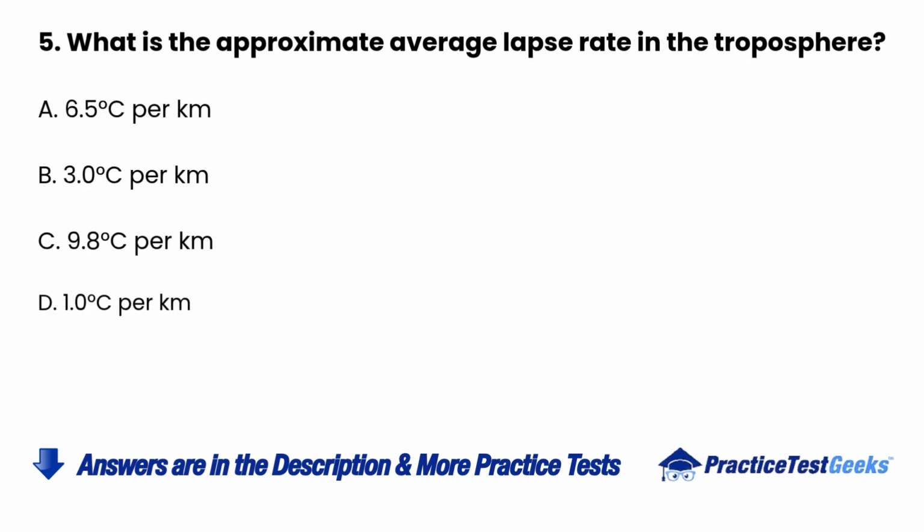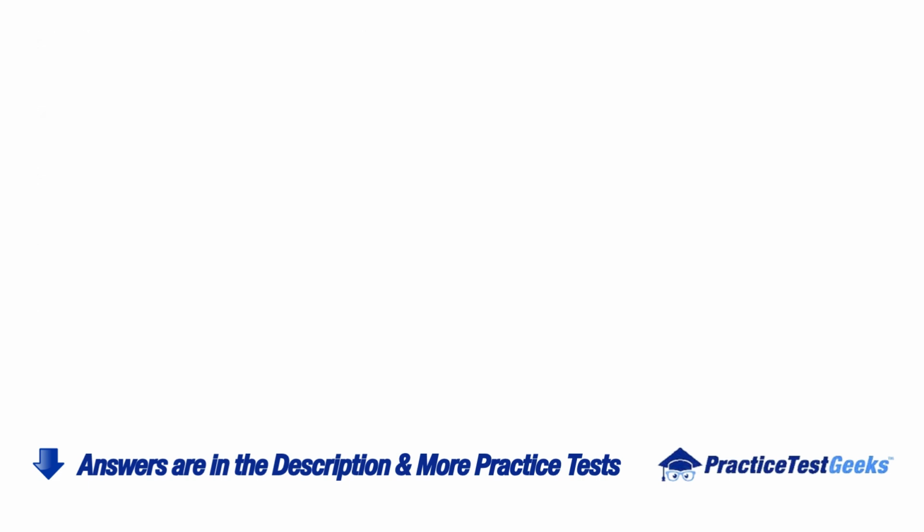5. What is the approximate average lapse rate in the troposphere? A. 6.5 degrees Celsius per kilometer. B. 3.0 degrees Celsius per kilometer. C. 9.8 degrees Celsius per kilometer. D. 1 degree Celsius per kilometer.